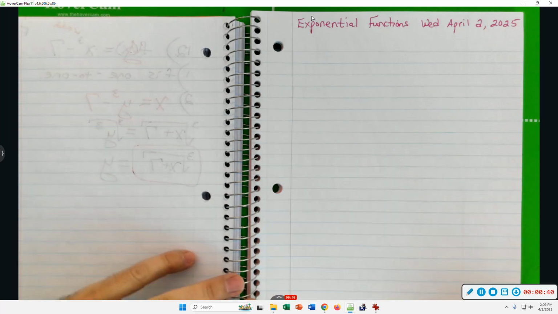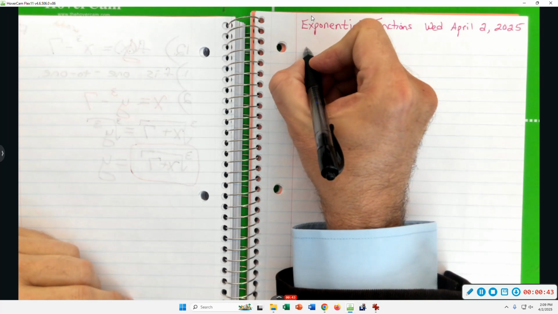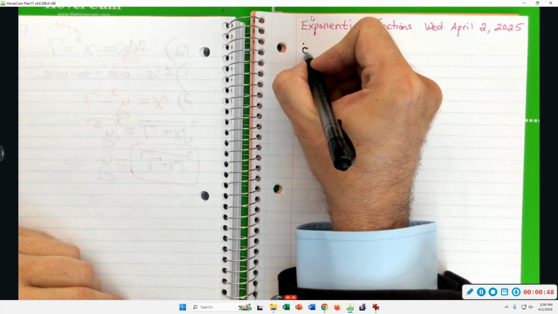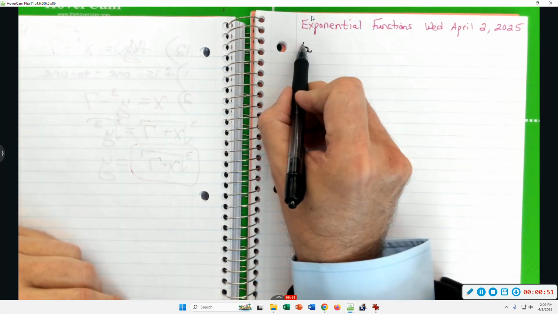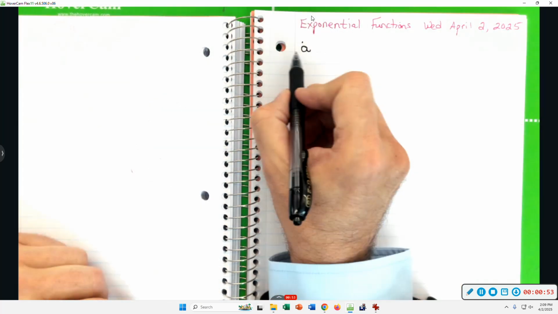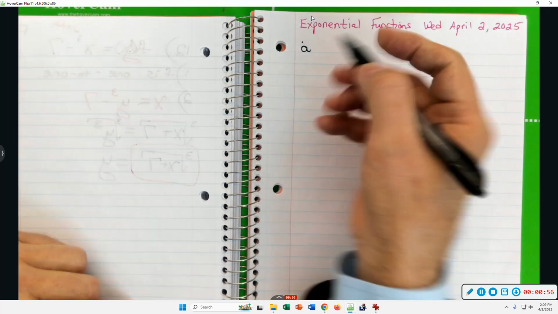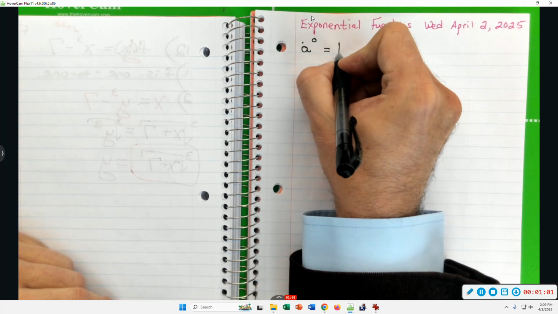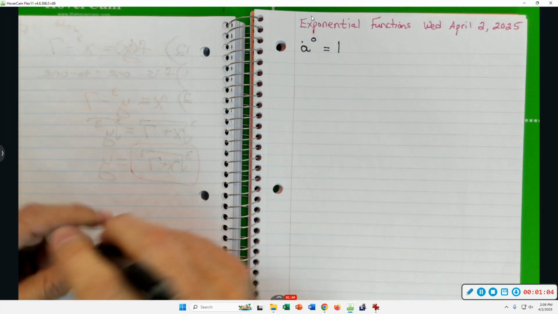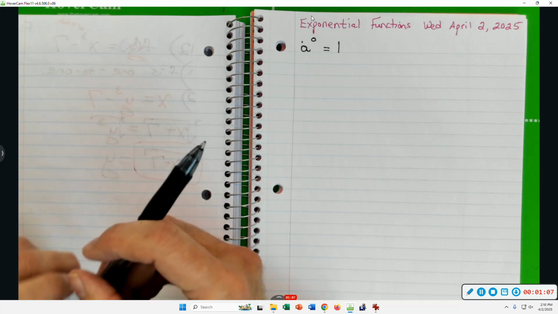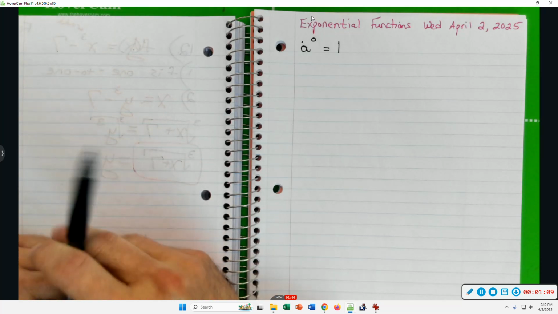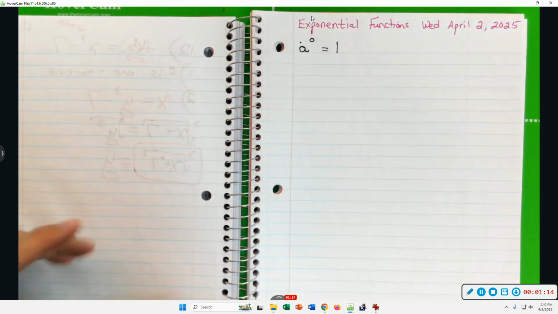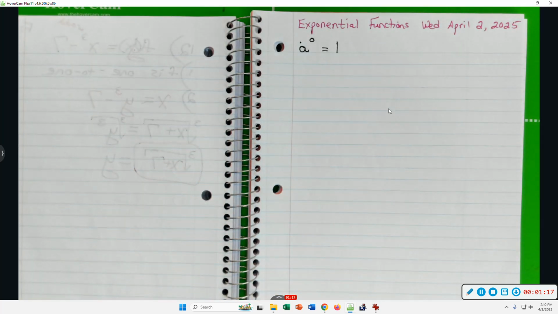The first thing we're going to do today is define what we mean by a zero exponent. Ignore that little dot there, it's not supposed to be there. That's an A. Anything to the zero power is defined to be the number 1. So we're defining a zero exponent, and it means exactly what it says. Any number raised to the zero power is 1.